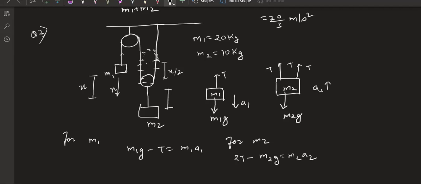Everyone got this? If A1 is A, then what is A2? Yes, very good. A2 is A by 2, because if M1 goes X distance, M2 is going up by X by 2 distance. So obviously the acceleration will be in the same ratio. Got it, everyone? Yes or no?